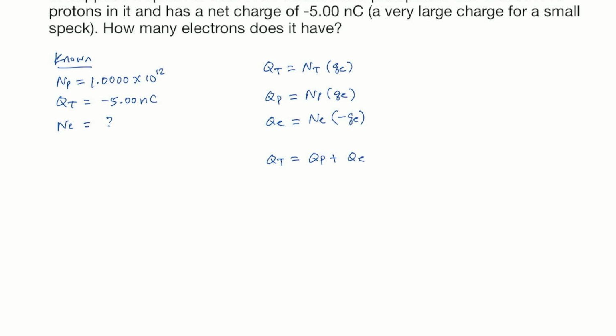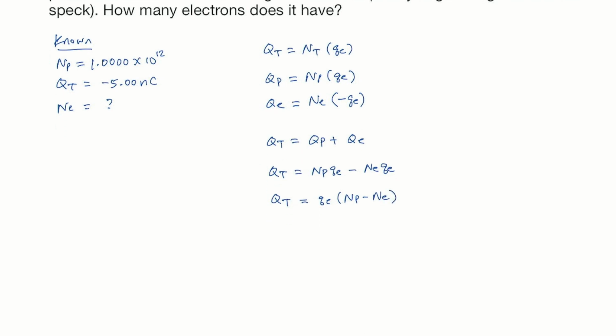So we can substitute for the total charge of the protons and the total charge of the electrons. So Q sub T is N sub P Q sub E, then we have minus N sub E Q sub E. We can factor out a Q sub E, little q sub E, and we get the number of protons minus the number of electrons.